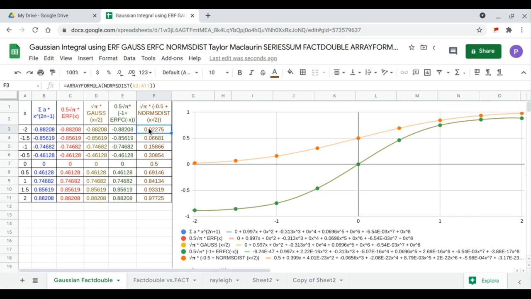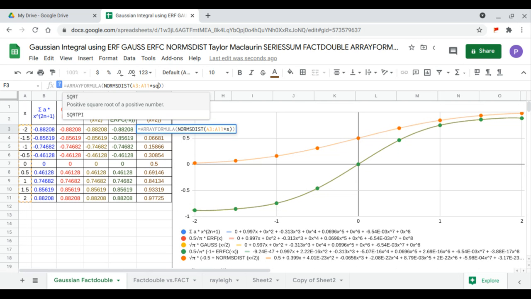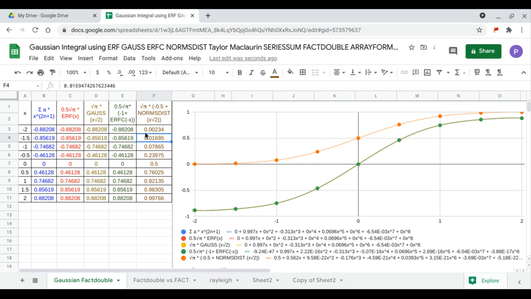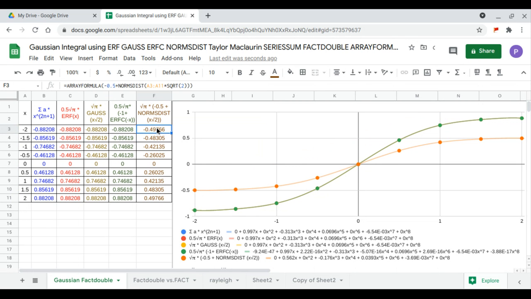And finally, we come to the NORMSDIST line. There is a square root of 2. So times square root of 2. And then we factor in negative 0.5 plus. So you're getting closer now. And finally, multiply the entire quantity with square root of pi. So that's square root of pi times quantity. Now all these are in the same trend line. They're all in the same trend line and they are all equal. And their polynomials are the same.